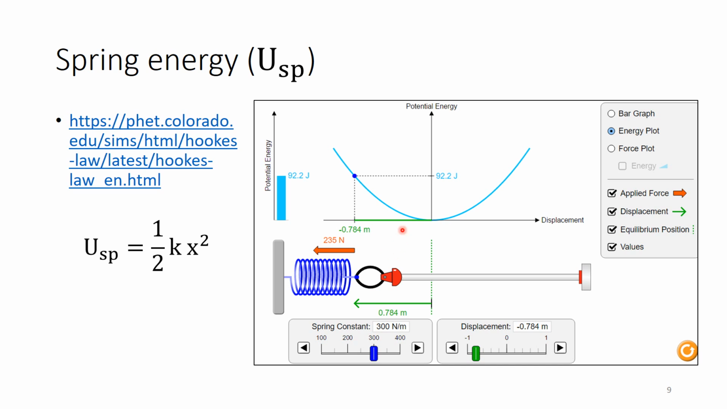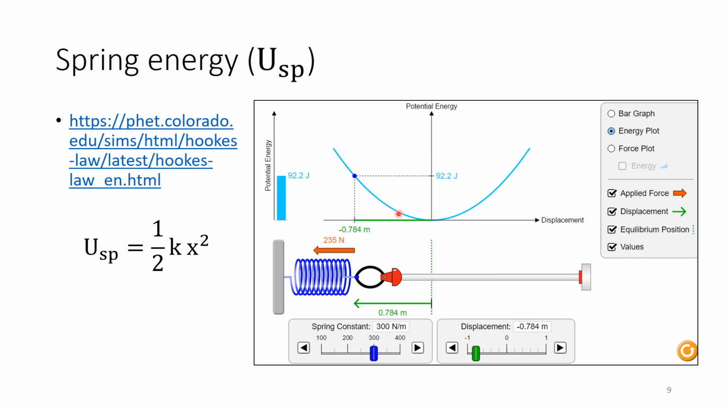However, let's look at the energy involved. When the spring is at equilibrium position, at the dashed line, it would be at 0 potential energy. You can see the blue line here reaches 0. That's the plot of the energy going to 0.